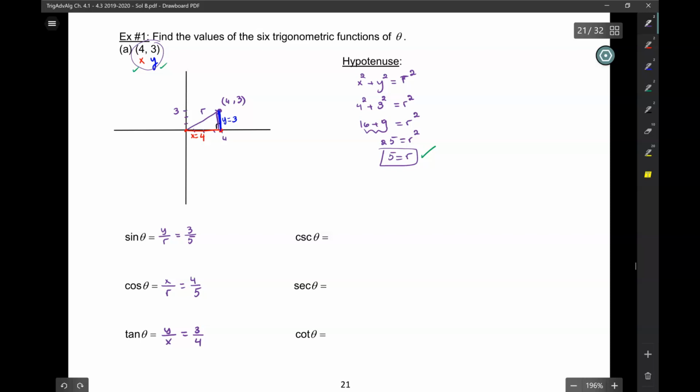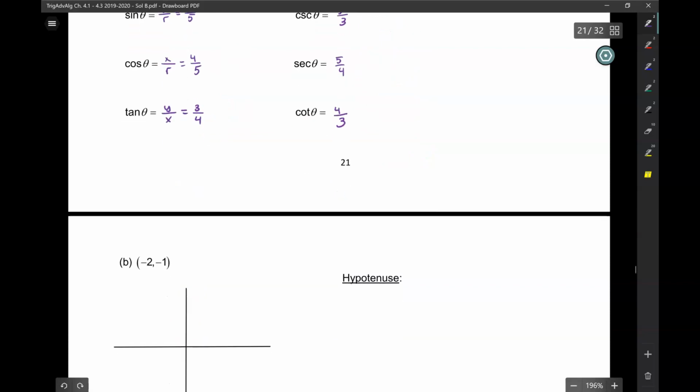Now, cosecant is just the reciprocal, 5 over 3. Secant is 5 over 4. Tangent, 4 over 3. And there you have it. Okay, let's go do one more.